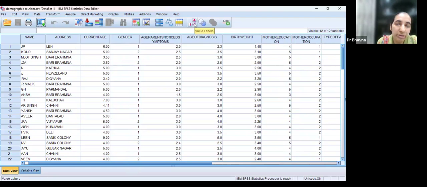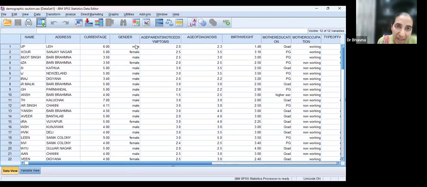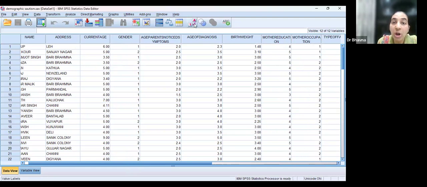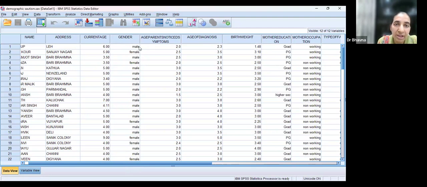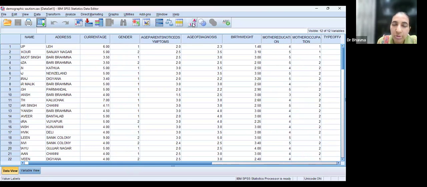So when you click on this tab, this is the actual data. This is what is called coding of data. What have we done? We have given males a code of 1, females a code of 2. So instead of writing male, female and wasting your time typing on the Excel sheet, it is always good to write 1 and 2. Okay.